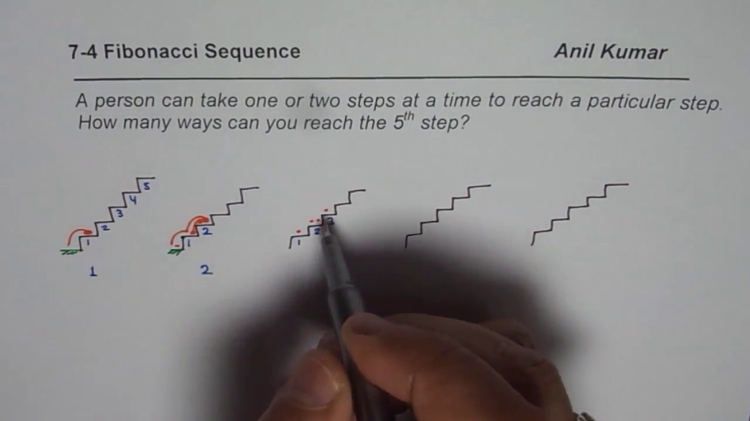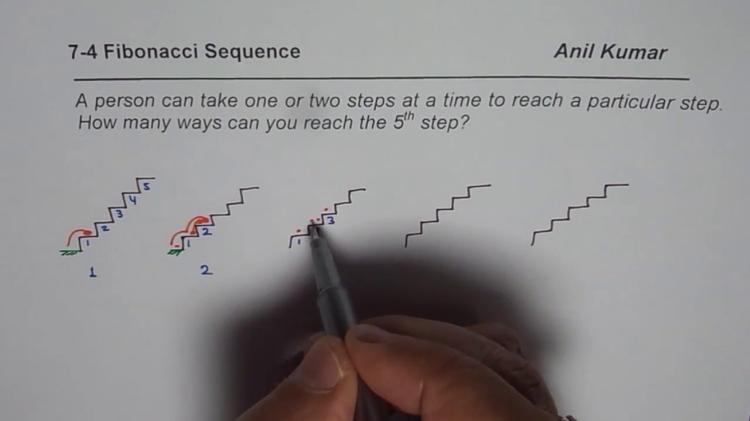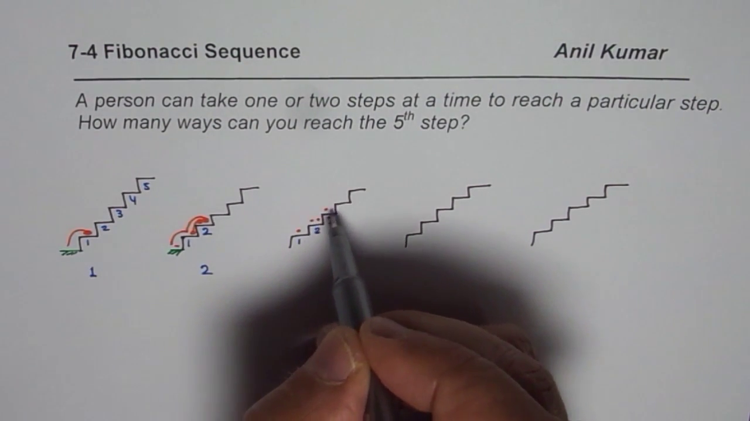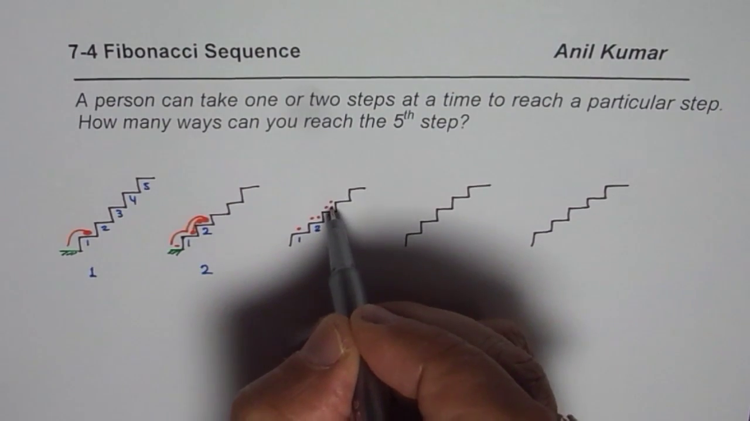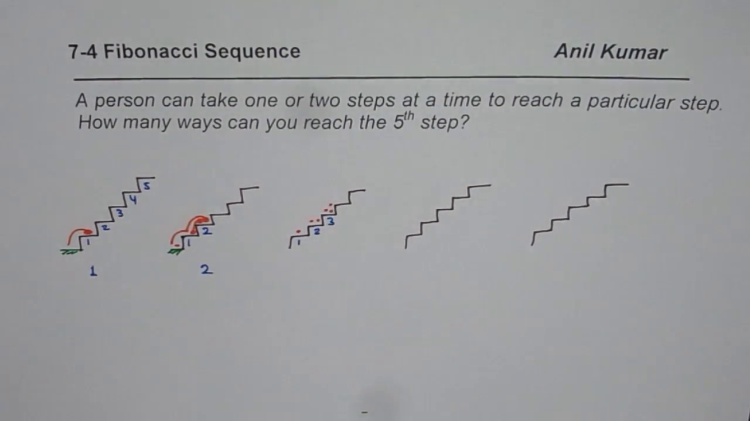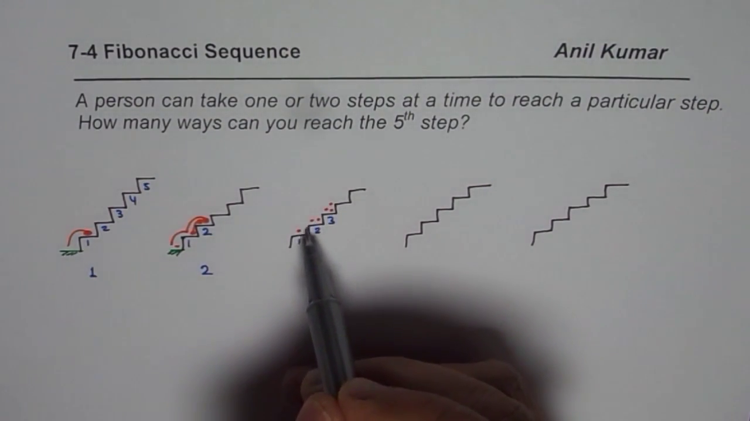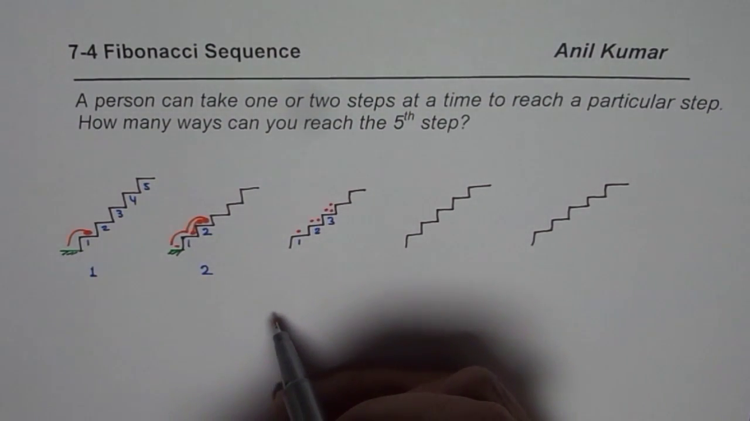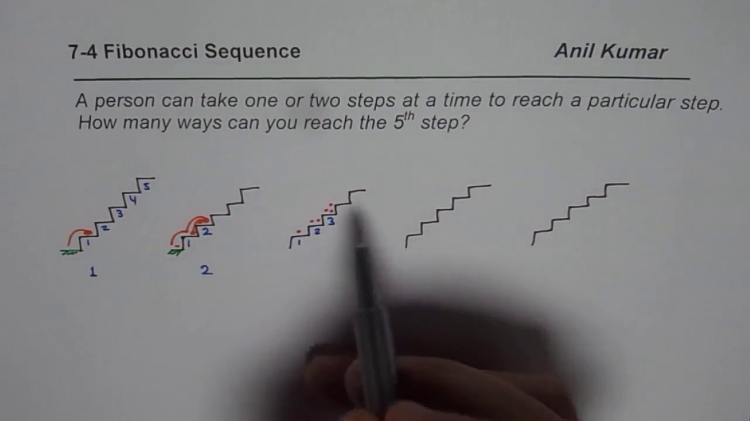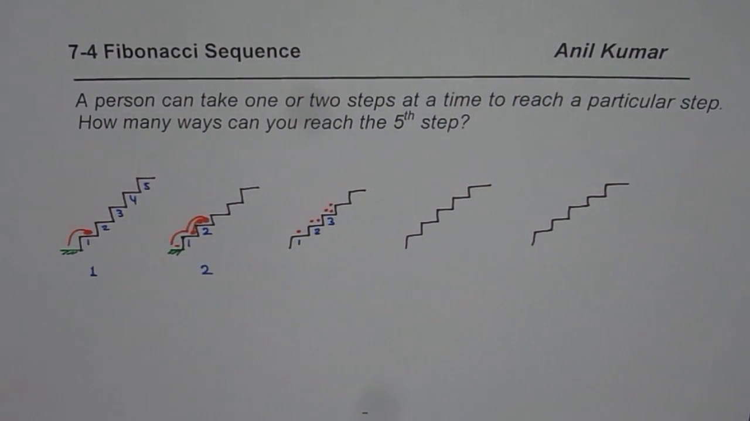Or I could take 1 step from 2. Since to reach step 2 we have 2 ways, there are 3 ways in all to reach step number 3. Do you get the idea? Which you can get by combining 1 and 2. Are you getting the hint? So that is how you can reach step number 3.